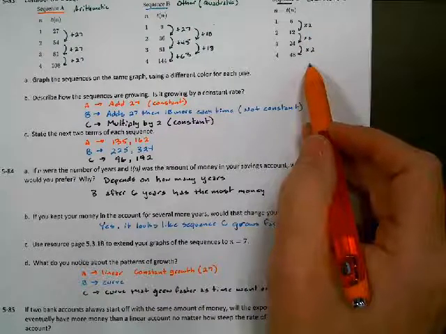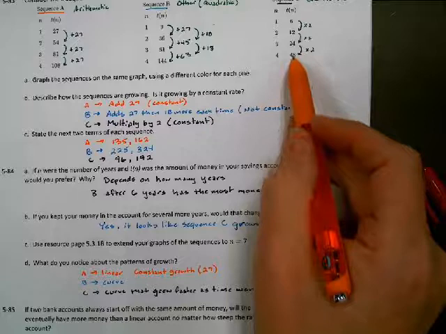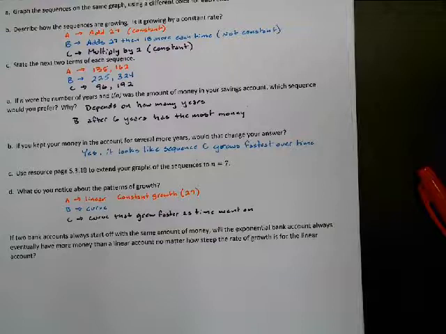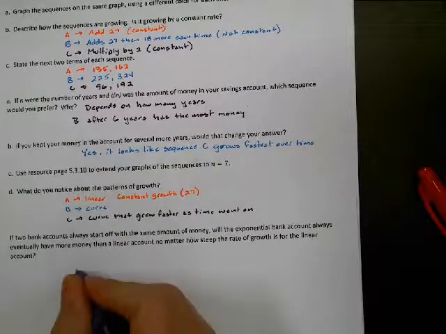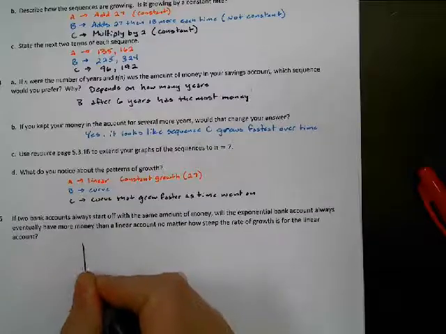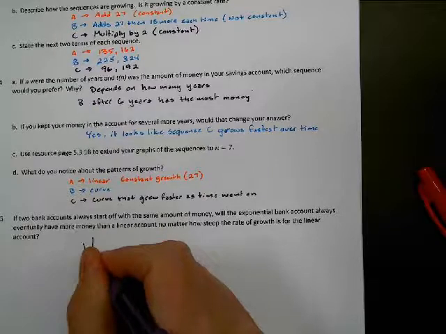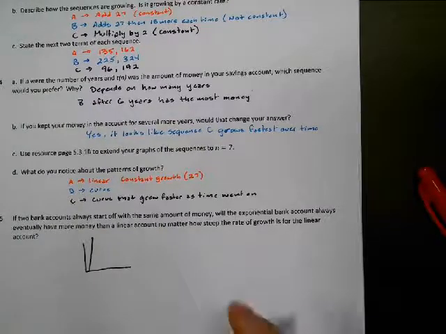All right, so let's think about this. If two bank accounts always start off with the same amount of money, will the exponential bank account always eventually have more money than a linear account, no matter how steep the rate of growth is for the linear account? So this is saying if we've got two of them to compare, let's say that we've got a super steep line. They're saying if I've got a really steep line, will the exponential bank account always eventually overtake that line?